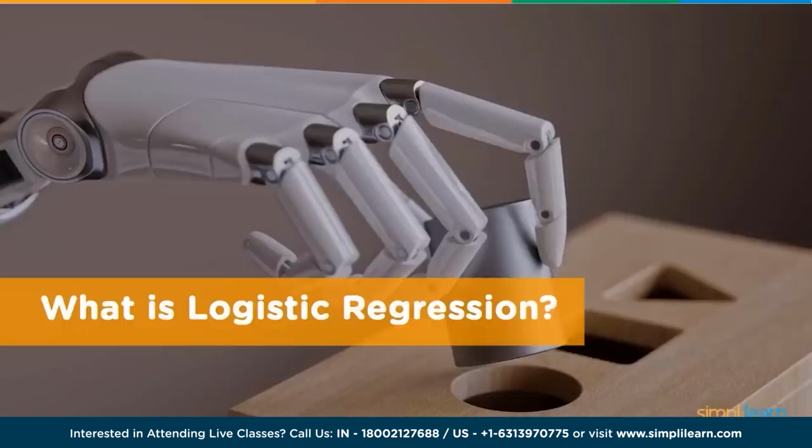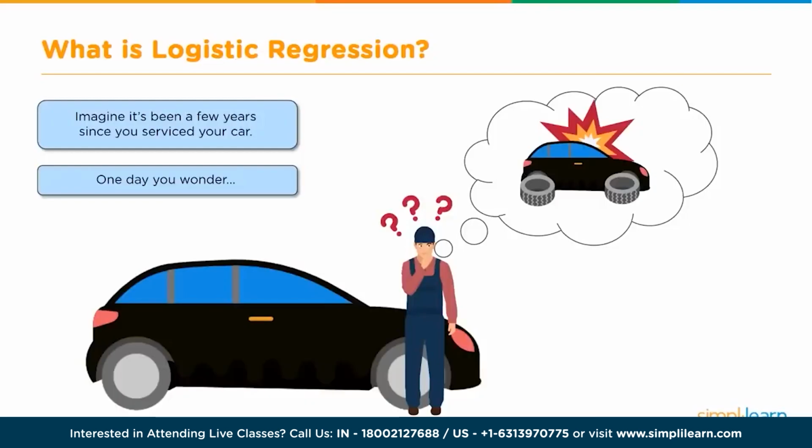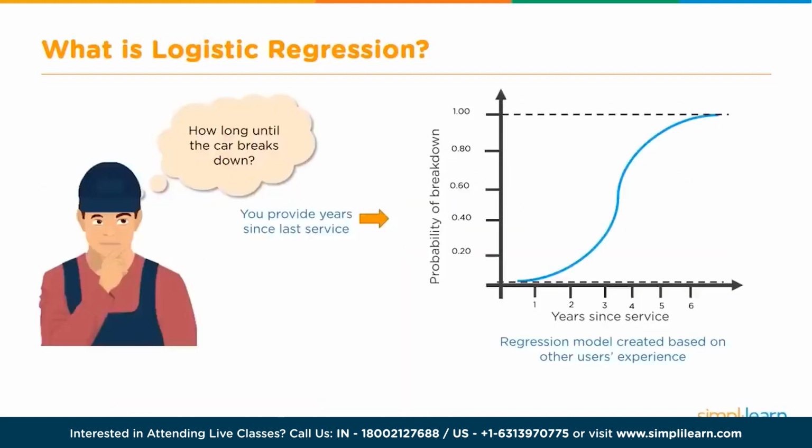What is logistic regression? As I mentioned earlier, logistic regression is an algorithm for performing binary classification. So let's take an example and see how this works. Let's say your car has not been serviced for quite a few years, and now you want to find out if it is going to break down in the near future. So this is like a classification problem. Find out whether your car will break down or not. So how are we going to perform this classification?